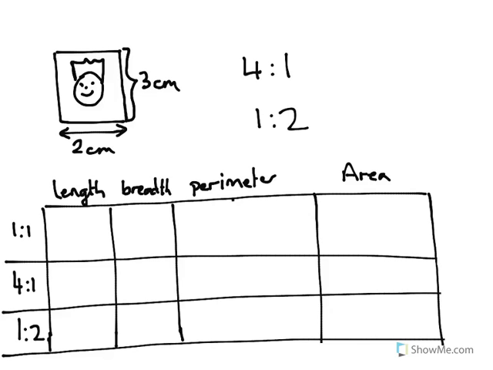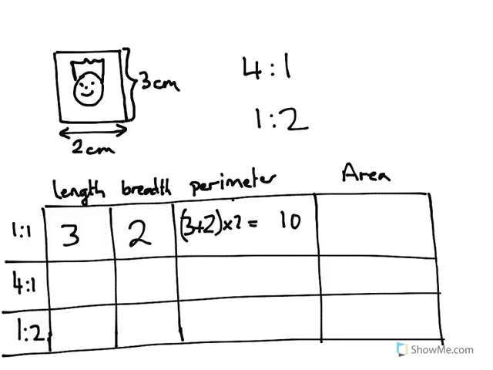So we have a length of 3 centimeters, and it's a stamp. King's head on, notice the nice crown here that I've done, and a breadth of 2 centimeters. What's the perimeter of this stamp? Well, it's 3 plus 2, half of the rectangle, multiplied by 2, giving us a perimeter of 10.